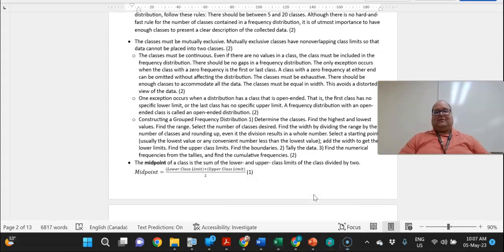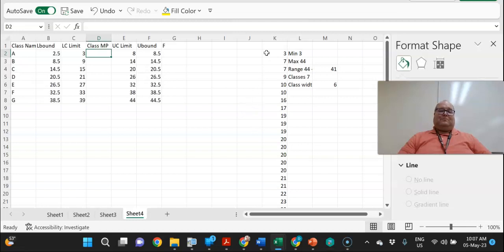So in the last video segment, we were looking at how to create our 7-frequency table. We have a set of 32 values ranging from 3 to 44. With a class width of 6, our class midpoint is found by adding together either the lower class limit and the upper class limit, or the upper bound and lower bound, and then dividing by 2. So 3 plus 8 is 11 divided by 2 gives us a class midpoint of 5.5.